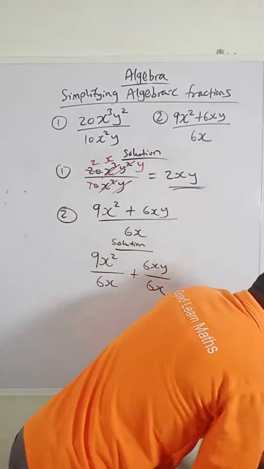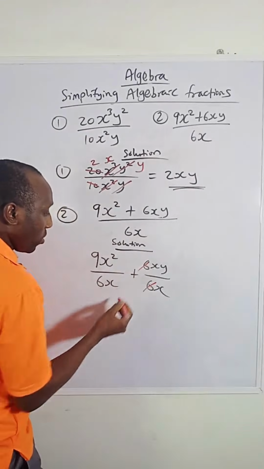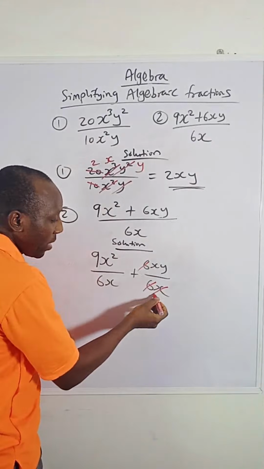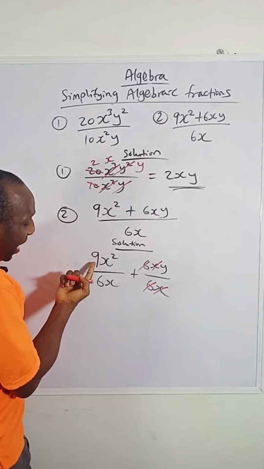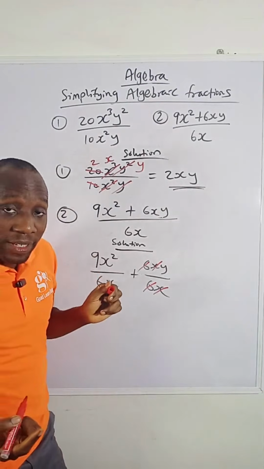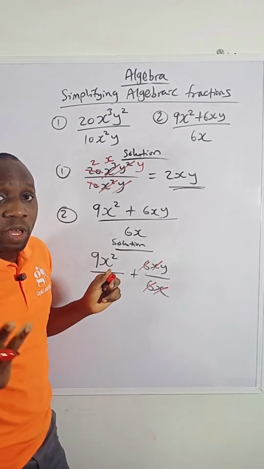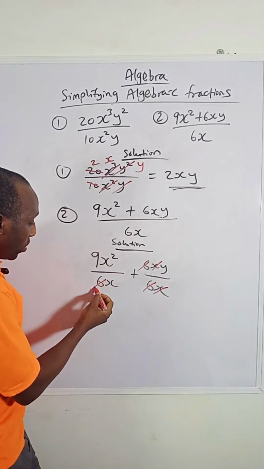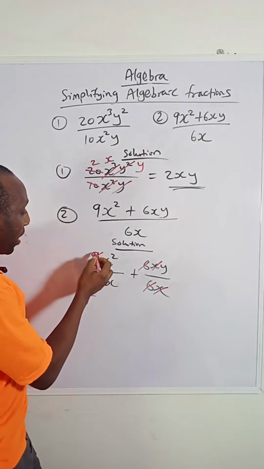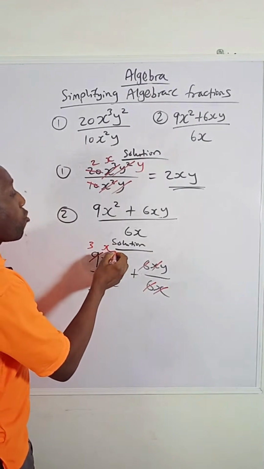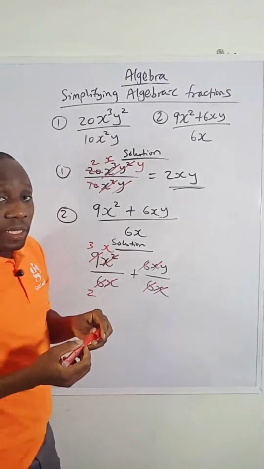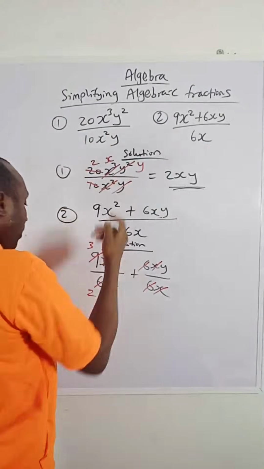It's time to simplify. People, let's do this. 6 cancels 6. This is the part I like doing most. X cancels x. So we're done with that. Let's come here. 9 and 6, do they have a common factor? Of course they do. What's the common factor? 3. So 3 will go into 6 2 times. 3 will go into 9 3 times. And then x goes into x squared, you have x remaining, like I explained in the previous example here.